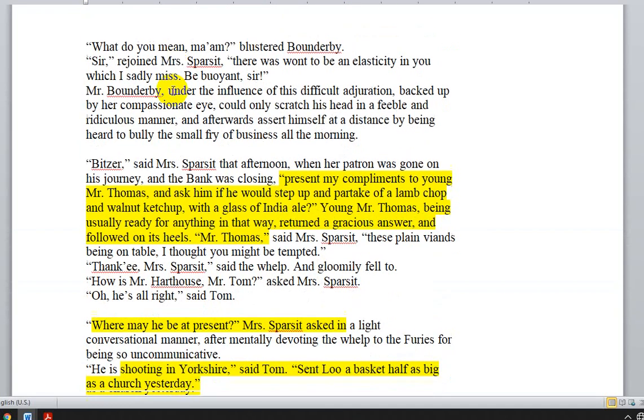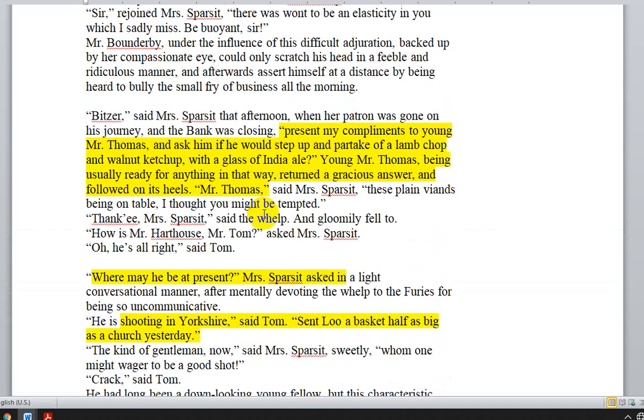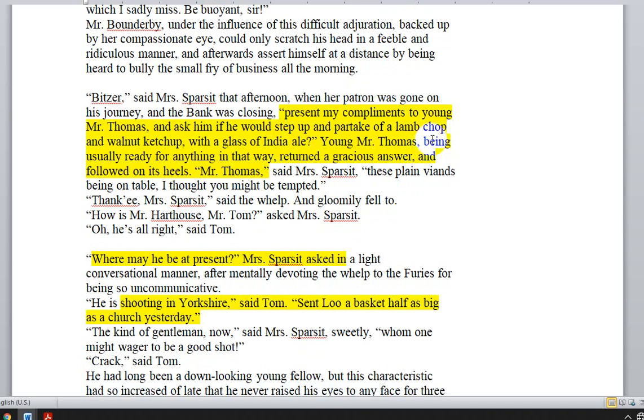So now Mrs. Sparsit is going to set a plan in order to discover certain truths about Louisa and James. "Bitzer," said Mrs. Sparsit that afternoon, when her patron was gone on his journey, "present my compliments to young Mr. Thomas and ask him if he would step up and partake of a lamb chop." She knows how to seduce Tom. Lamb chop and walnut ketchup with a glass of India ale.